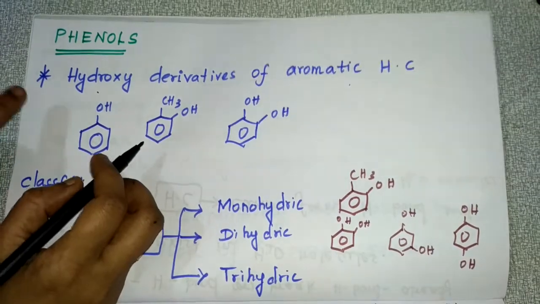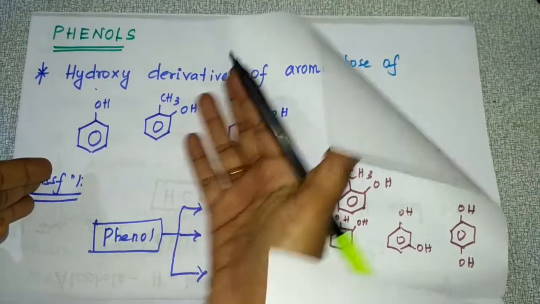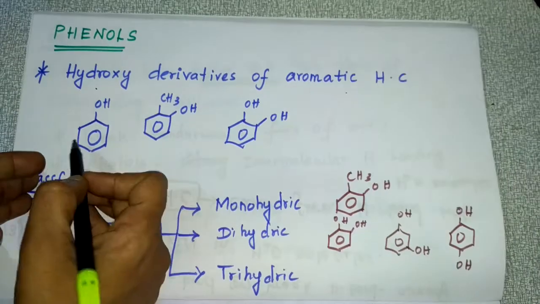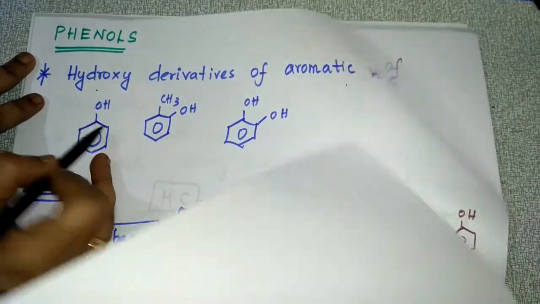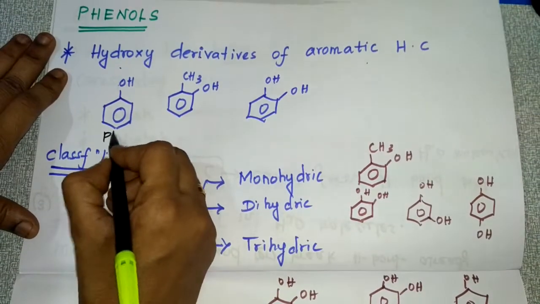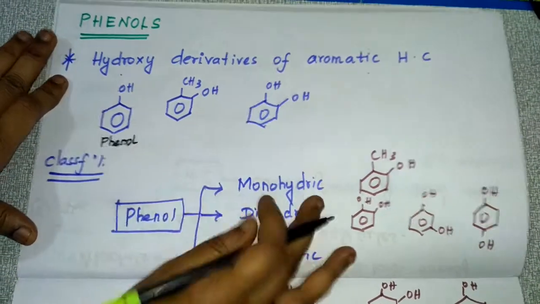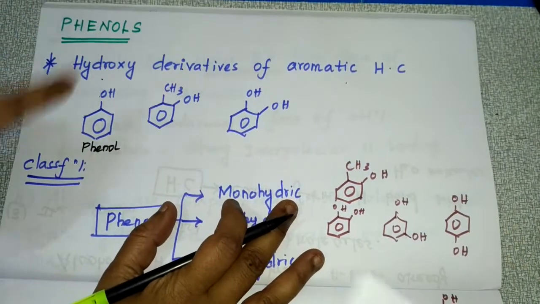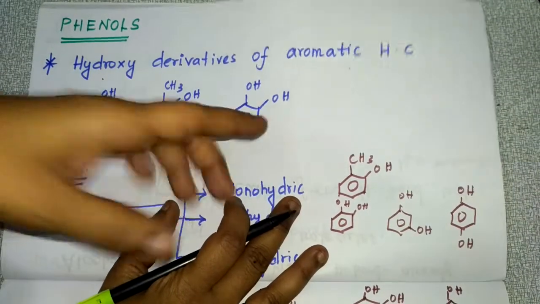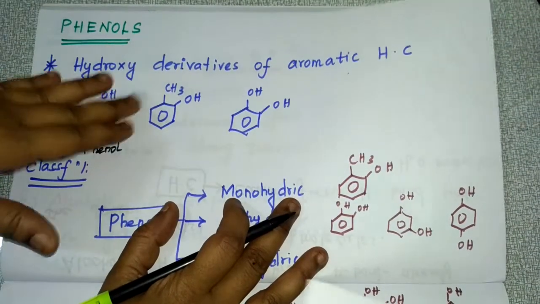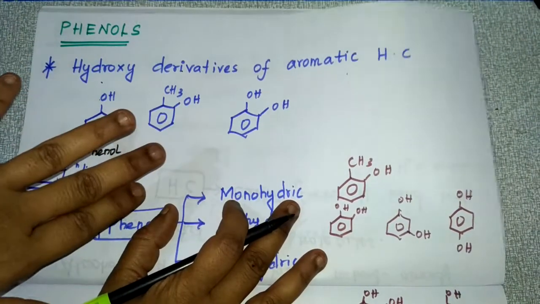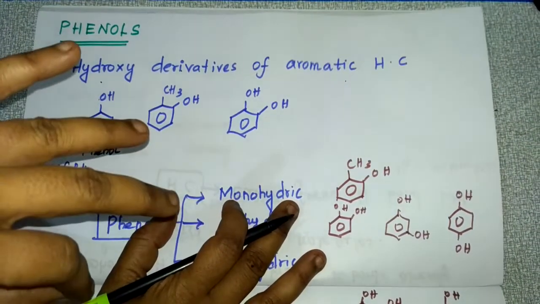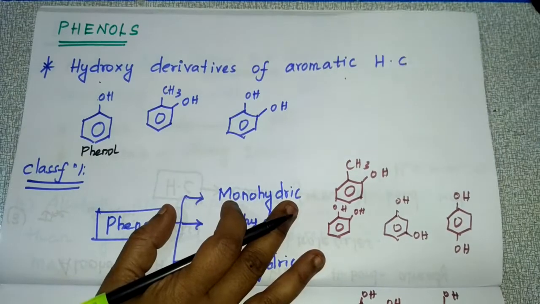So it is called hydroxy derivatives of aromatic hydrocarbons, and these are the examples for that. The OH group is directly attached to the aromatic ring, and this is called phenol. Not only one OH, two or three OH groups can also be directly attached to the aromatic hydrocarbon. So that is also called phenols.